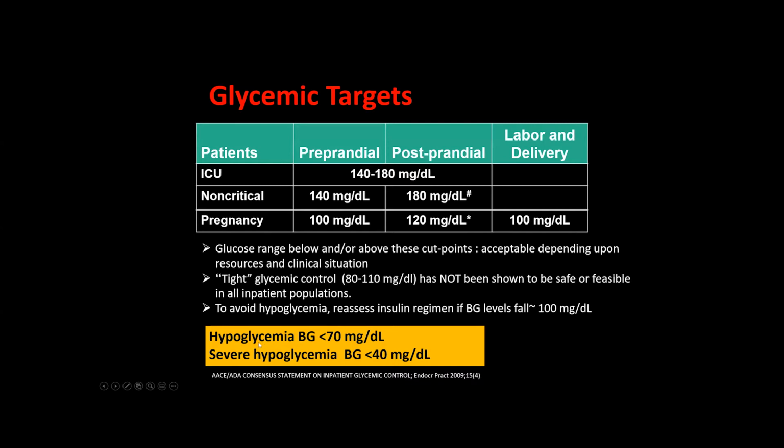This is the cutoff for the hypoglycemia target, and less than 70 is mostly accepted as the hypoglycemia cutoff. If it's less than 40, it is regarded as severe hypoglycemia. I will talk about hypoglycemia in a separate section tomorrow.